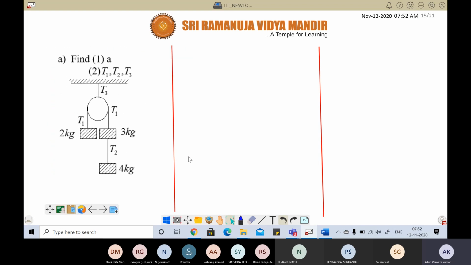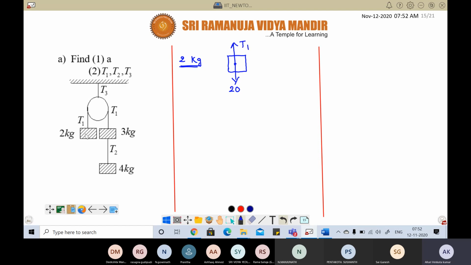Okay, see here, this is the question. Find the acceleration, tensions T1, T2 and T3. Now draw the free body diagrams, that's all. So now first I'm drawing the free body diagram for 2 kg. So 2 kg block, gravitational force is 20 newtons and upward tension is T1.